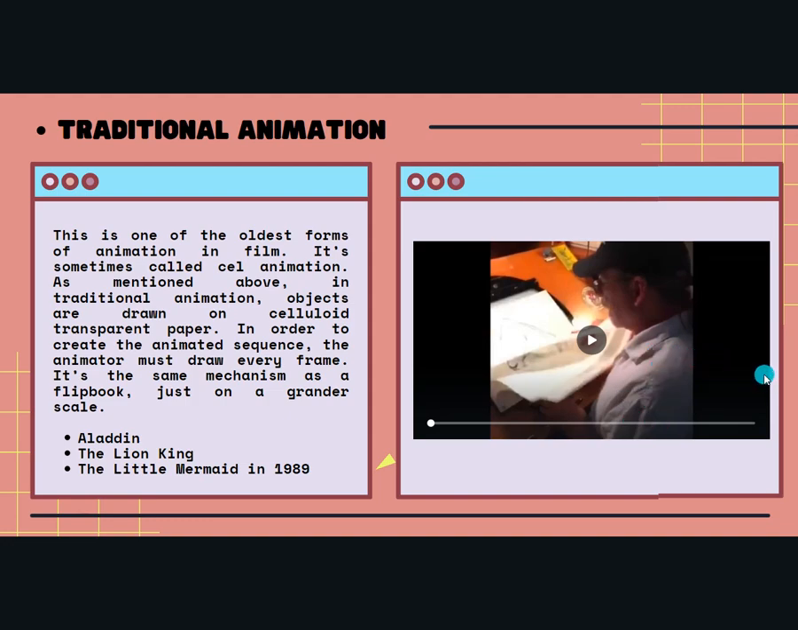So it's the same mechanism as the flipbook. It's the same as a flipbook, where you create animation by flipping every page to create the animation. So it's just a grinder skill. In addition, traditional is most often 2D animation. Traditional animation is also called 2D animation, like the Aladdin movie, The Lion King, and the other early cartoons are the best examples of this.